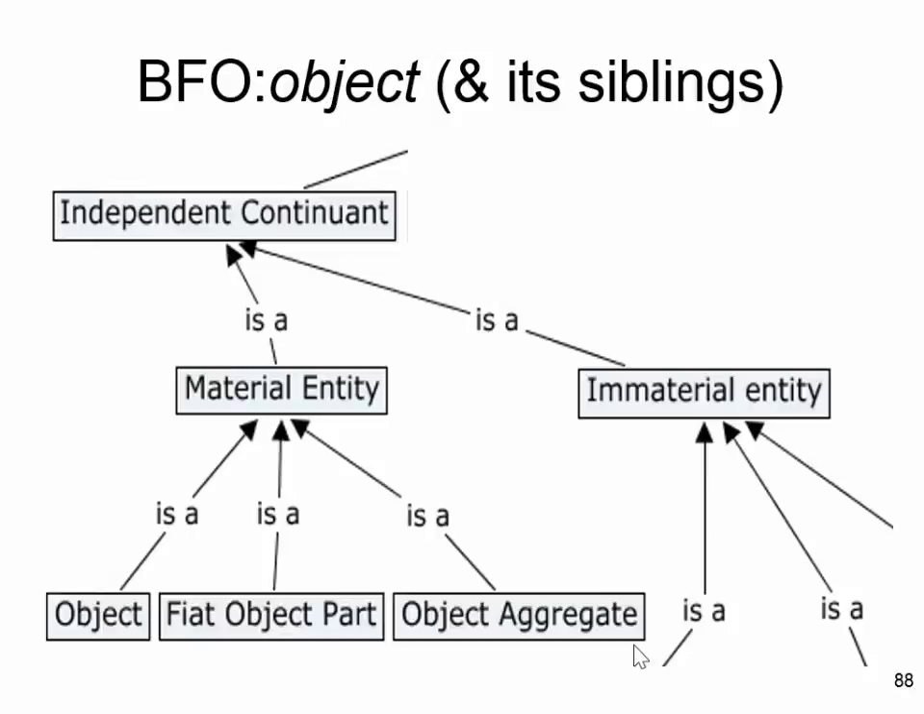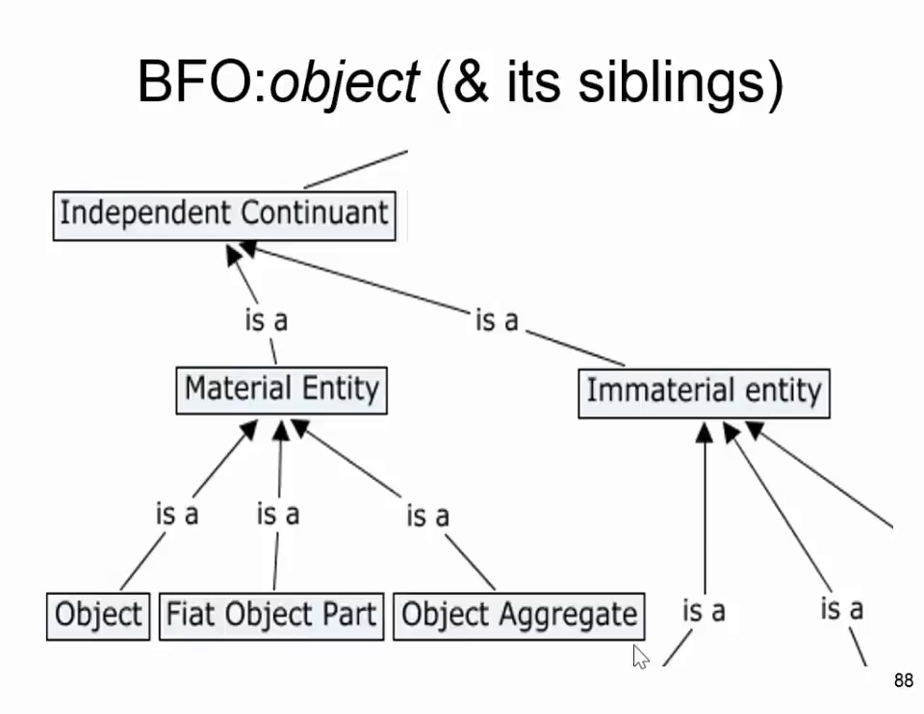Now, in addition, there are Fiat object parts. So if we take this piece of chalk and imagine dividing it in the middle, then we already have two half pieces of chalk. But neither of them is an object, because an object is defined by the fact that, given the kinds of bonds or forces which hold it together, it's maximal. I'm maximal in that sense. If I put the chalk in my mouth, I'm still maximal.